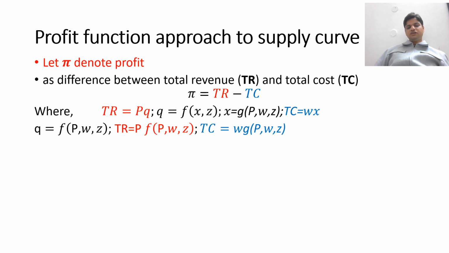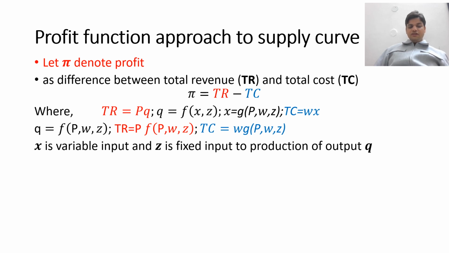So total revenue can be written as P times a function of P, W and Z. Total cost, upon substitution of X by its function, we can write as total cost is equal to W times G of P, W, Z. You may be asking one question, what about the price of Z? So here we are not assuming any price for Z, but even if you assume, there are no problems.